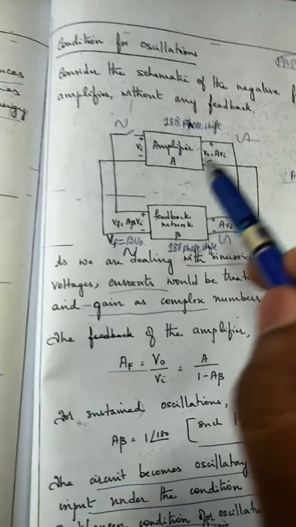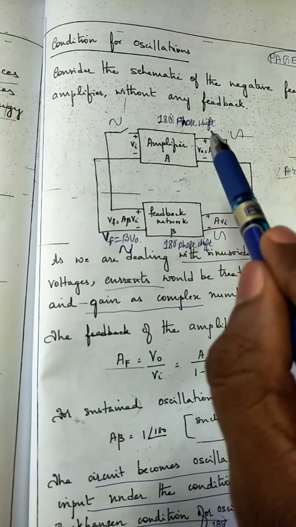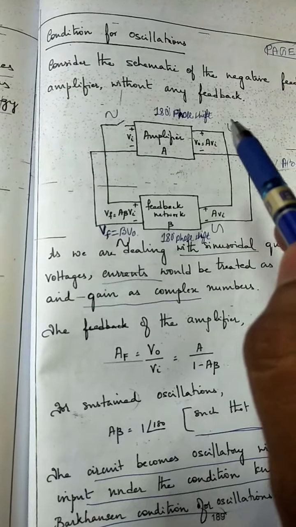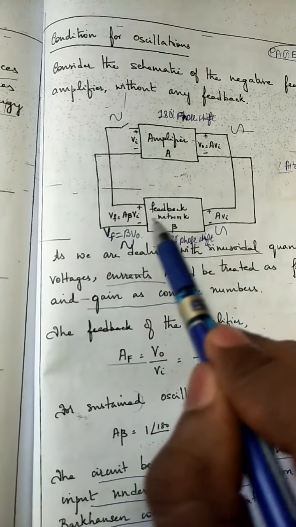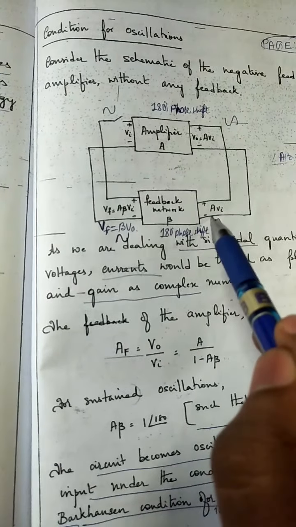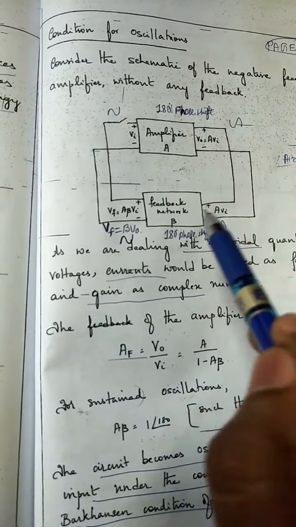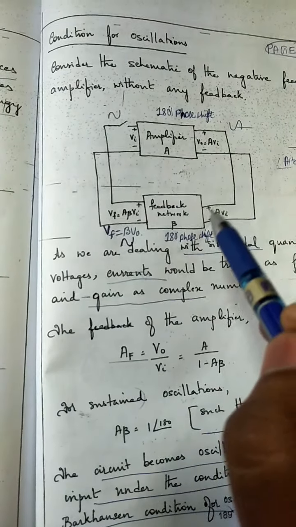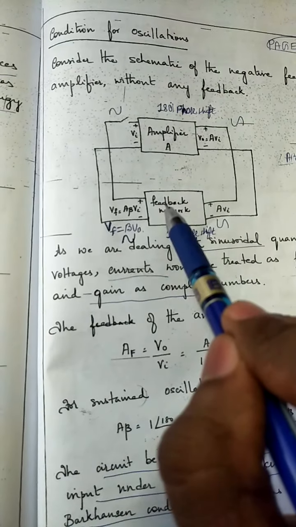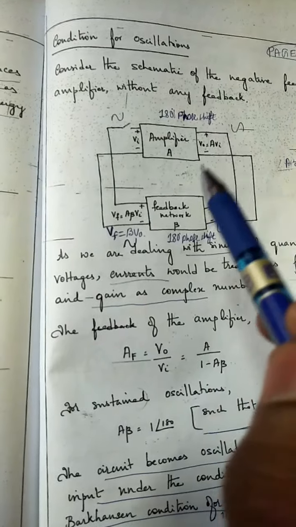Keep one thing in mind: the forward path will provide a phase shift of 180 degrees. That means if you have a waveform like this, you will get a 180 degree phase shift, an inverted form. The feedback path will also give a phase shift of 180 degrees. If you have a waveform like this, you will get the inverted waveform like this. The overall phase shift of the feedback amplifier is 0 degree or 360 degree. That is the first condition for sustained oscillations.